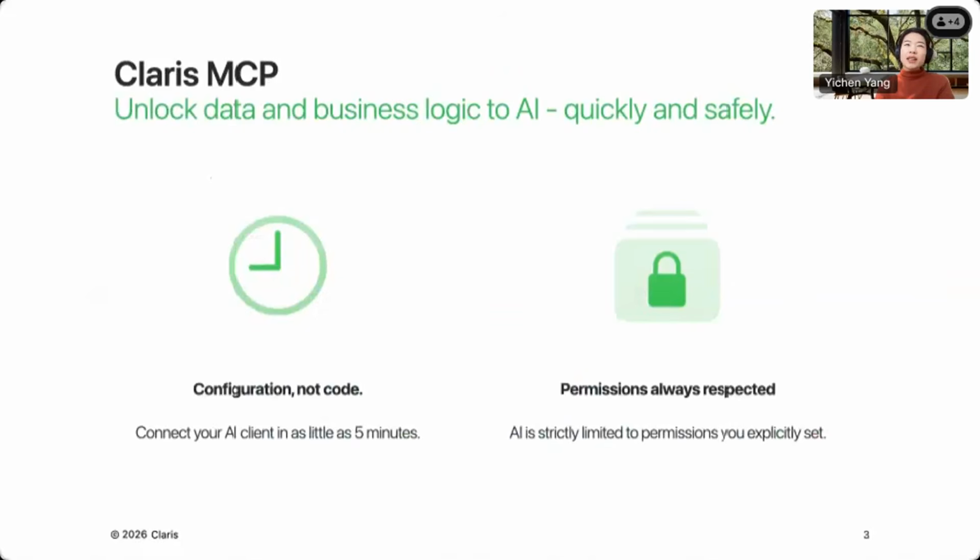So why does this matter specifically for our FileMaker developers? Claris MCP introduces a low-friction way to connect AI with your solution in an easy setup. It's all about configuration, not coding. And we have heard from our customers that they were able to get it set up within just 5 minutes. It allows AI to trigger approved FileMaker scripts and access data based on the permissions that you define. So you maintain control over security, permissions, and your business logic.